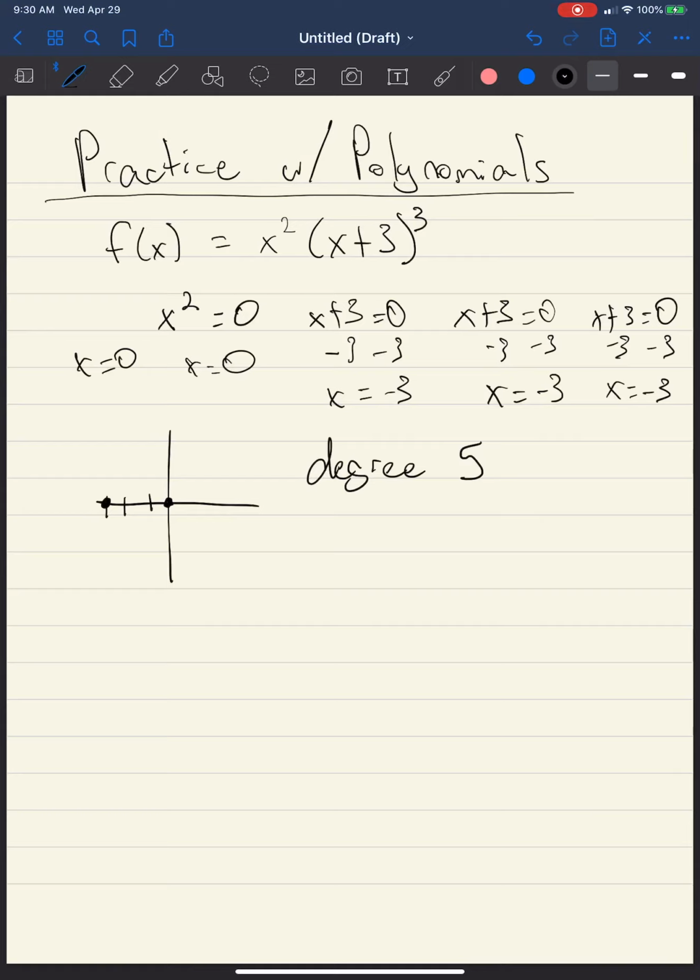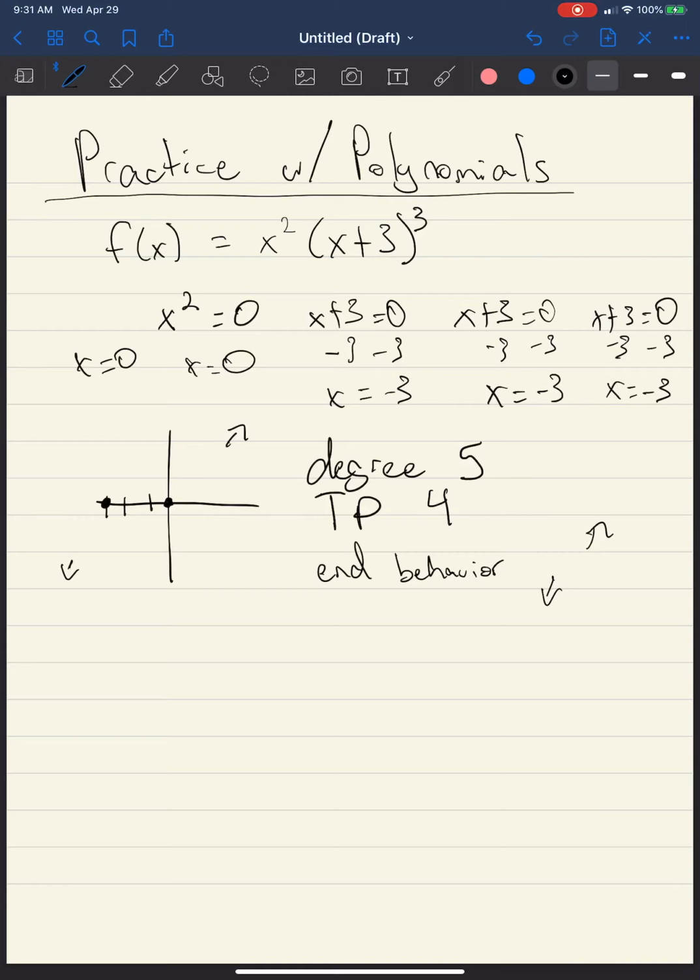Now for turning points, it's going to be 1 less than the degree, so I'm going to have 4 turning points. And then last but not least is my end behavior. Since the degree is 5, I know it's going to be down, up. So we're going to start by doing that. We have 4 turning points.